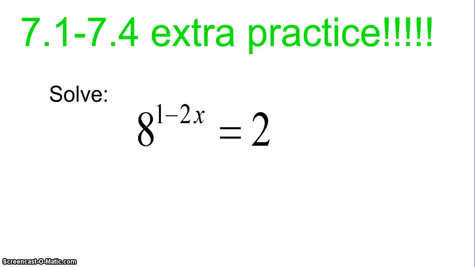Alright, getting right into it. I want you to solve 8 to the 1 minus 2x equals 2. I want you to come up with two separate solution methods. Pause the video, unpause when you're ready to check your answers.